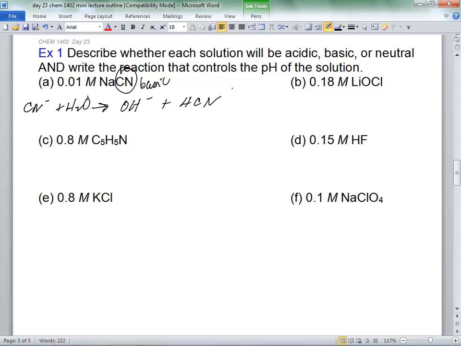Okay, 0.18 molar LiOCl. Determine whether it's going to be acidic, basic, or neutral. And depending on your answer, write the corresponding equilibrium that controls the pH.